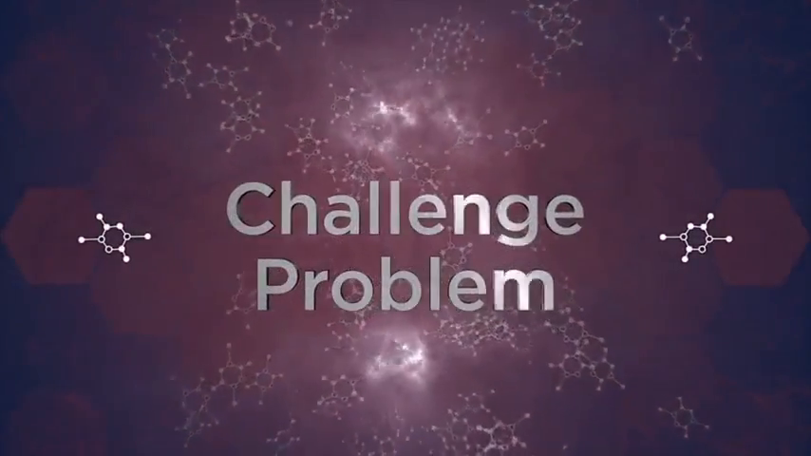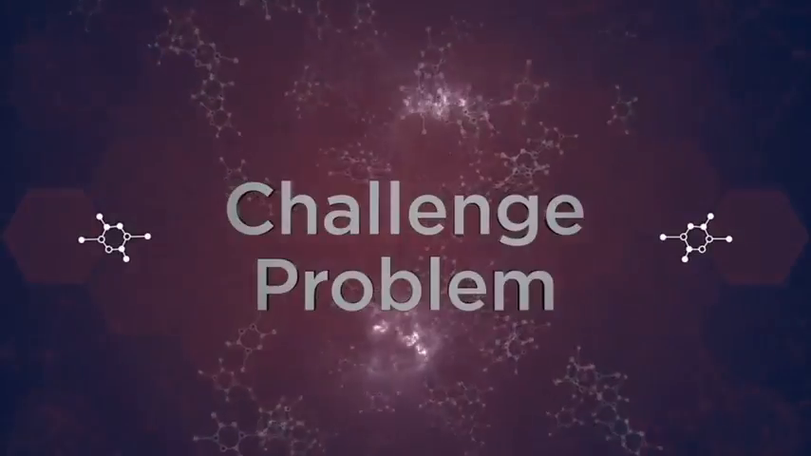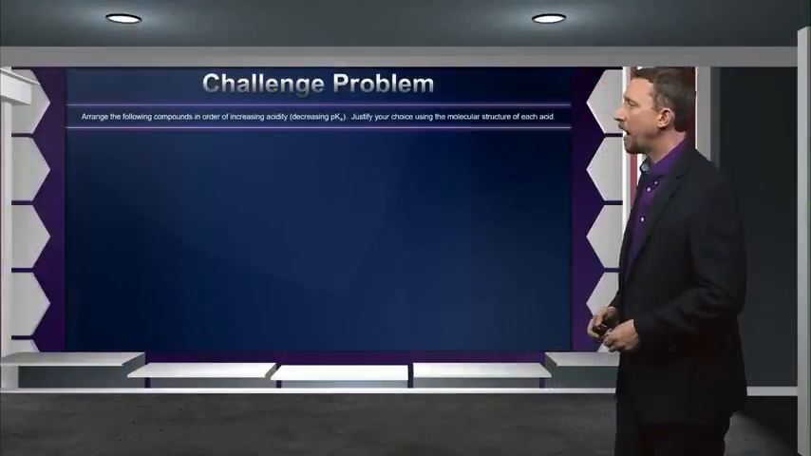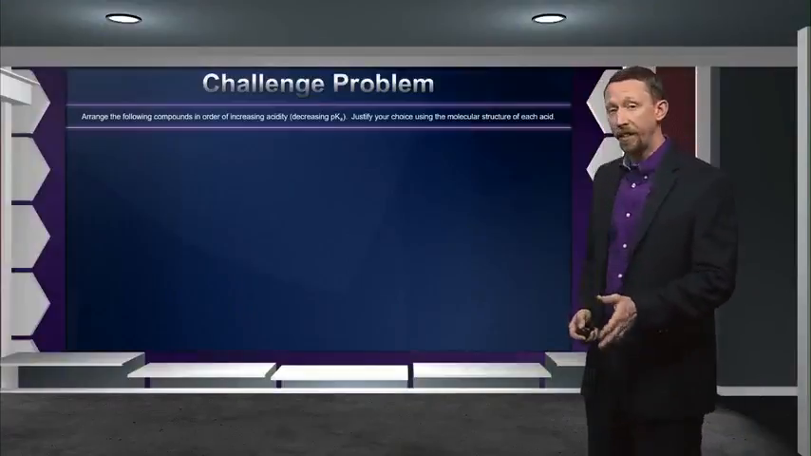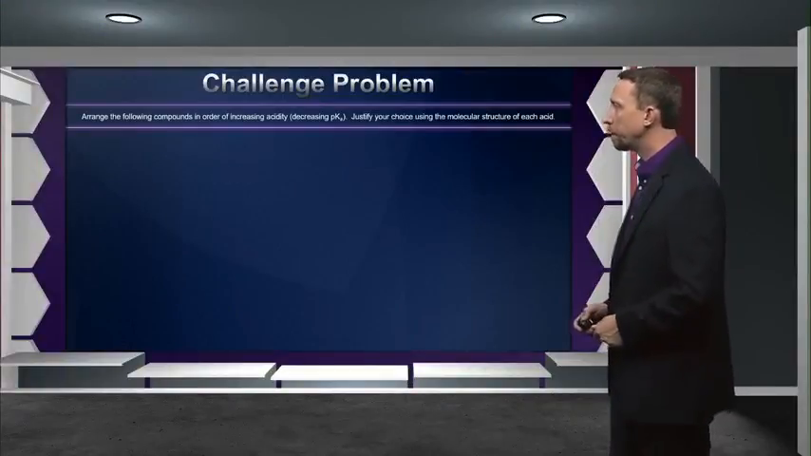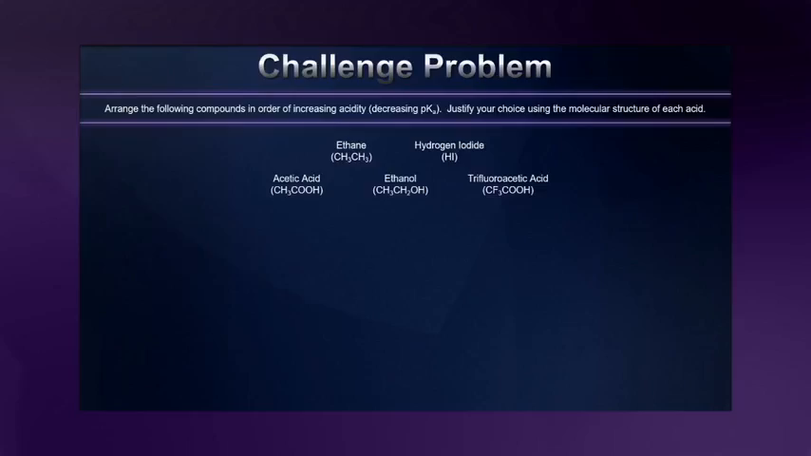Let's test our understanding of how structures of molecules affect their acidity using a challenge problem. Let's arrange the following compounds in order of increasing acidity or decreasing pKa based upon their structures in our analysis of them. Here are our 5 compounds: acetic acid, ethane, ethanol, hydrogen iodide, and trifluoroacetic acid, with their molecular formulas beneath. But remember, if we want to really analyze their acidity, we have to think about their structures, not just their formula. So let's put those structures up now.